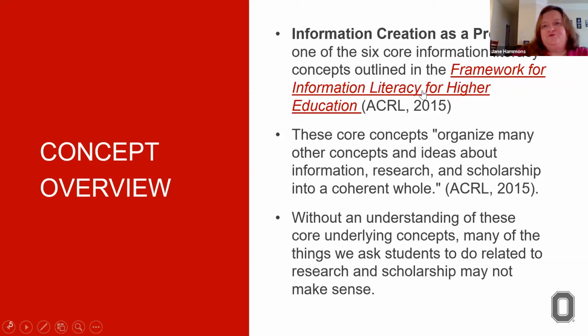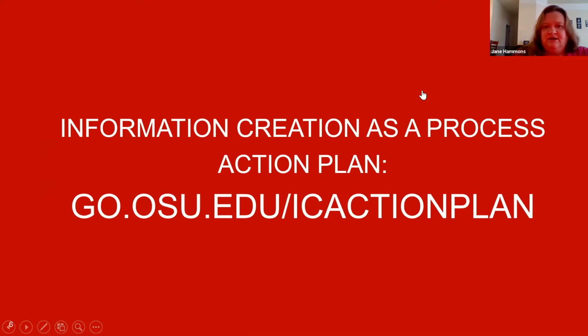So information creation is one of those 6 core concepts that are outlined. The other concepts that we've covered are scholarship as conversation, research as inquiry, authority is constructed and contextual, and information has value. And then the last concept is searching as strategic exploration, and we'll be covering that in the next workshop next week. So to jump more specifically into information creation as a process, we'll have a video.